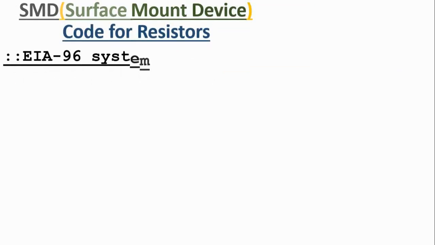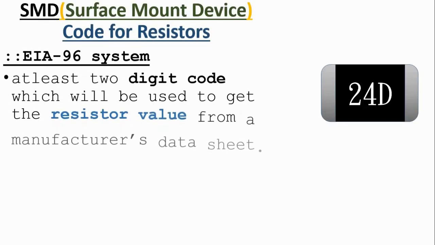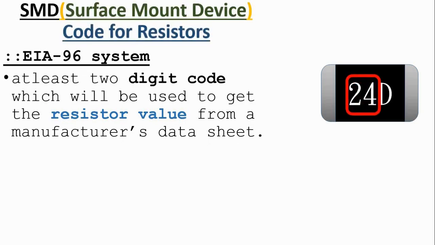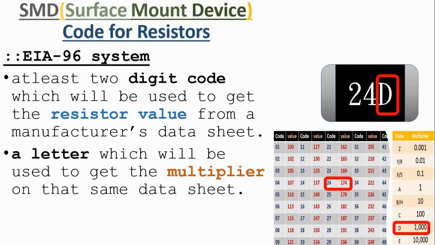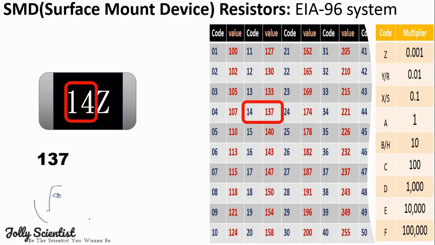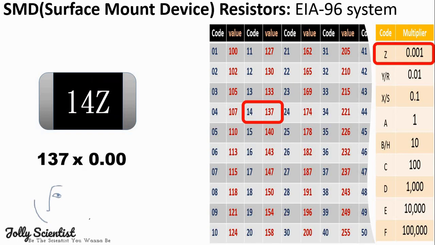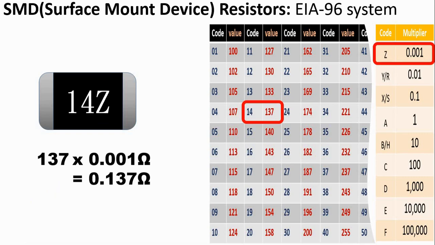The EIA96 system. On the EIA96 system, we have at least a 2-digit code which will be used to get the resistor value from the manufacturer's datasheet, and a letter which will be used to get a multiplier on that same datasheet. We have 14, and 14 is 137, and the letter Z from our table is 0.001. So we have 0.137 ohms.